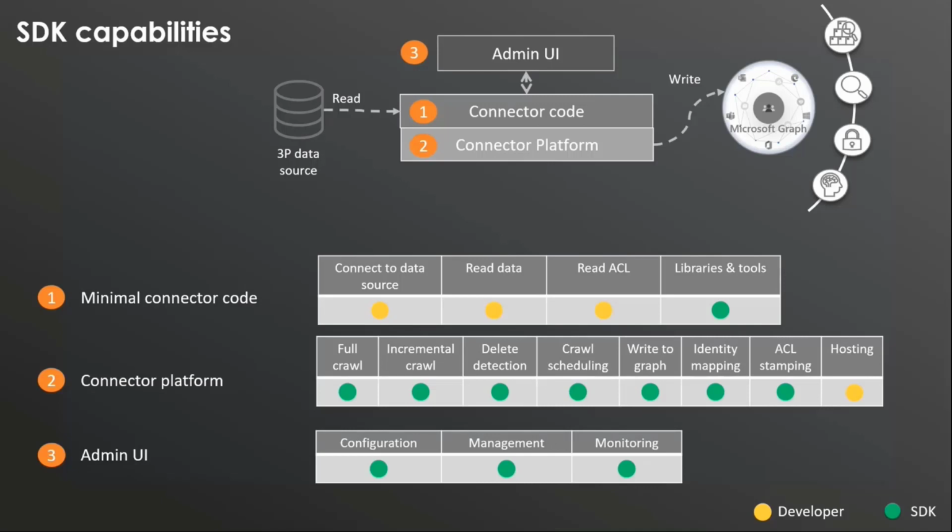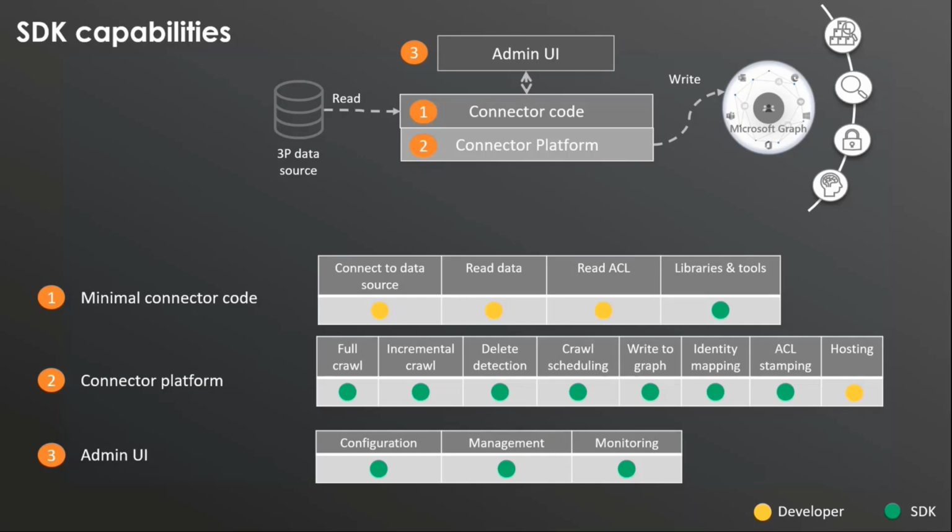But with this Graph Connectors SDK, we are trying to ease the process and take over the entire connector platform and admin UI on the Microsoft build platform. So all you need to worry about when you use this SDK is just writing the connector code, which deals with reading the data, reading the ACLs, and connecting to the data source. That is what you have to worry about. The SDK will take care of the entire platform capabilities: the crawling, incremental crawls, full crawls, scheduling these crawls, how to write to the graph, and the ACLing part, that is the security trimming part, everything.